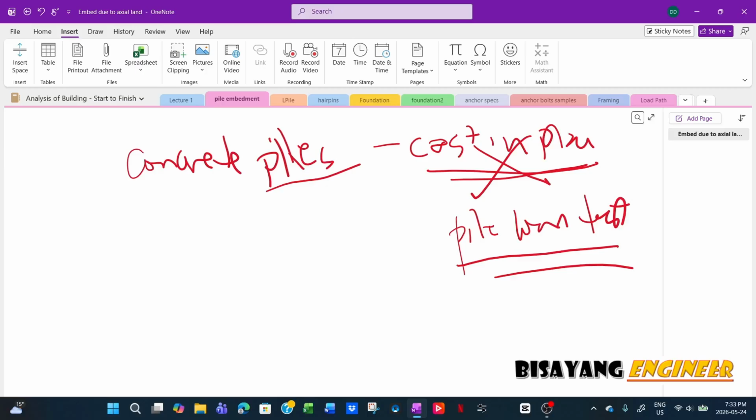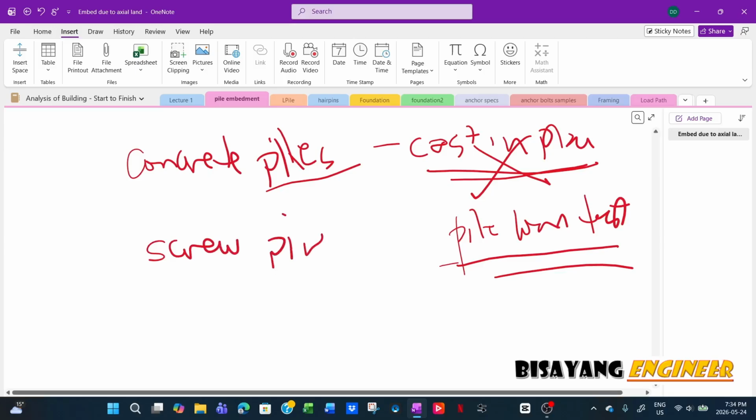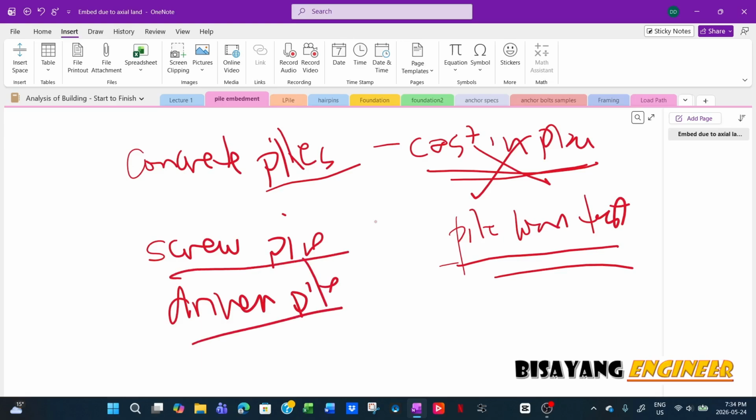But if there is no soil report, we usually recommend screw pile and driven pile, because for these two pile types, you can estimate the capacity. For driven pile, you can estimate the capacity based on the blow count.